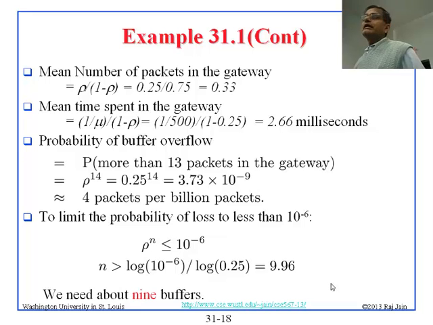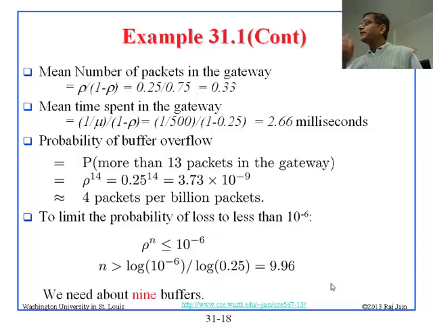is this value. So that is 4 packets per billion packets. So that turns out to be 4 packets per billion packets will get lost. When you have 13 buffers, the 14th packet when it comes will be dropped. So this gives you the probability of that happening.